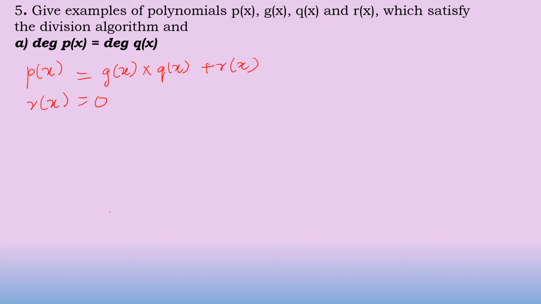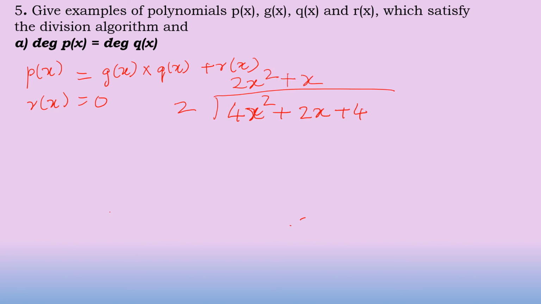Now, degree of dividend is equal to degree of quotient only when the divisor is a constant term. Let us take an example. 4x square plus 2x plus 4 is a polynomial. We will divide it by 2. So what do you get? If you divide this polynomial by 2, you get 2x square plus x plus 2.